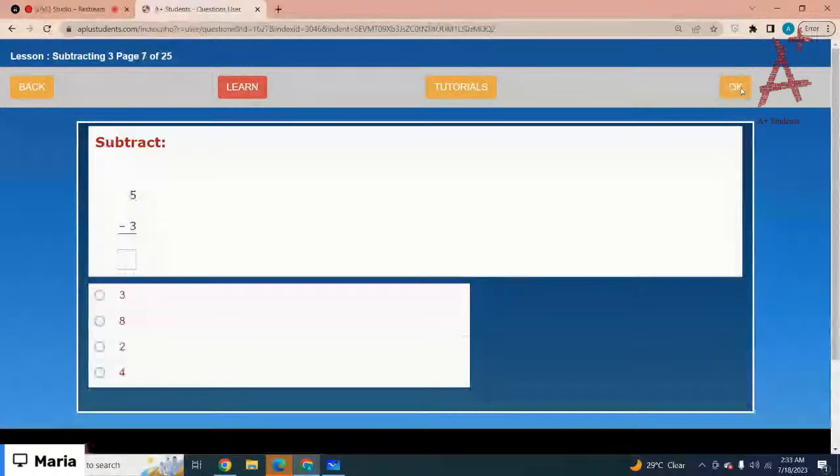The next one is 5 take away 3. So which is the correct option? If you already know the answers, you can just write down the answers in the chat box. 5 take away 3 is 2. The correct option is 2.